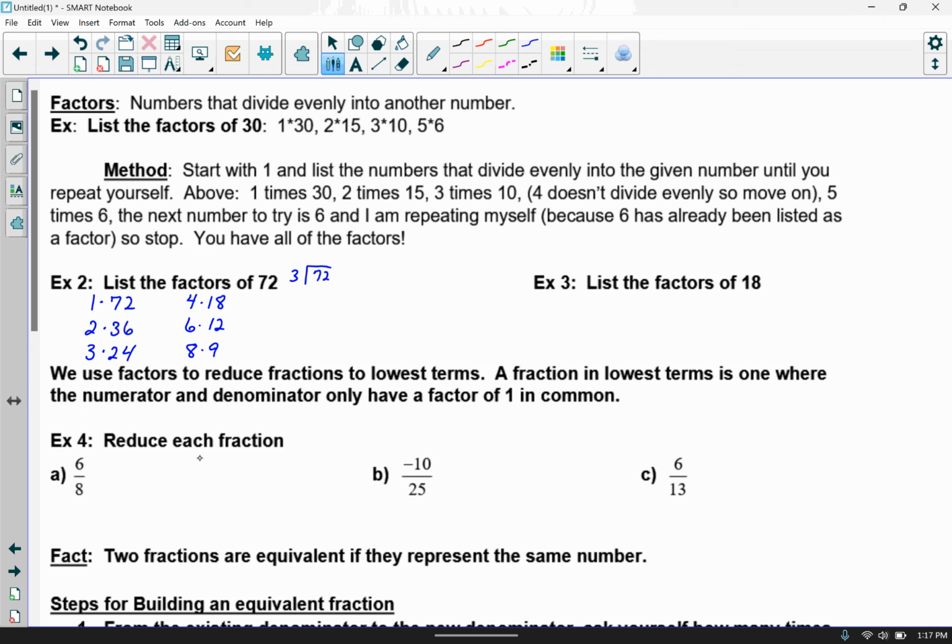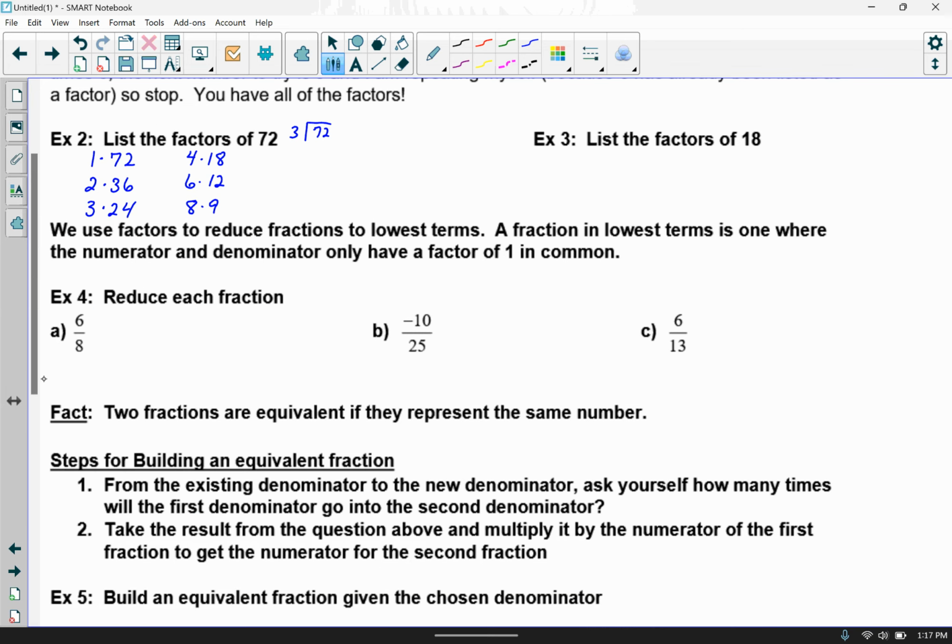Okay, I'll let you pause the video and try example 3 on your own. All right, so down below in example 4, it wants us to reduce these fractions into lowest terms, okay? By reducing a fraction, you're trying to find the highest number that divides evenly into the numerator and denominator. So here in example 4, I'd like for us to do letter B and C together, and then I'll let you pause the video and go back and try letter A.